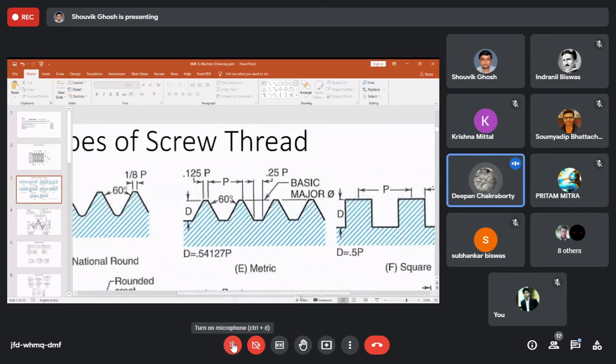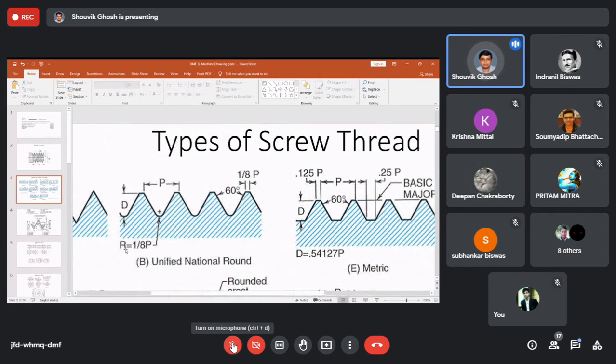R is that radius, 1/8. No, R is root. Okay. R, you can say radius also, because the curvature that will occur at the root is equivalent to 1/8 of the pitch value, P value. So you can say radius also for the curvature, same thing. Here there is a flat surface with 1/8 p given, here there is a curved surface with 1/8 p given, same value, here flat, here curved. So you can say it is the radius value. Okay.